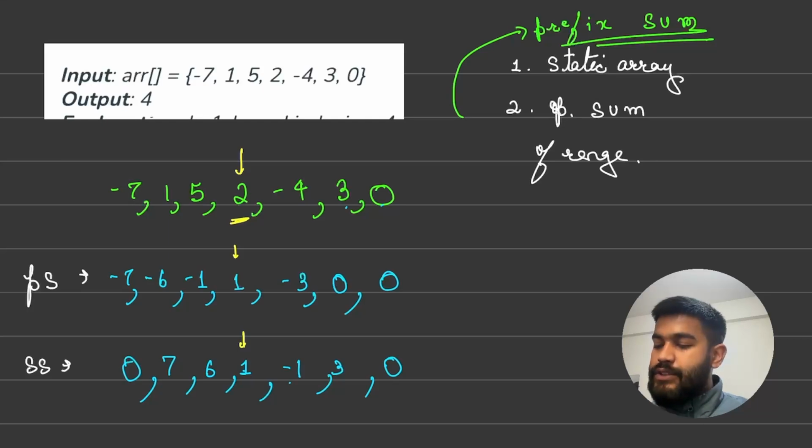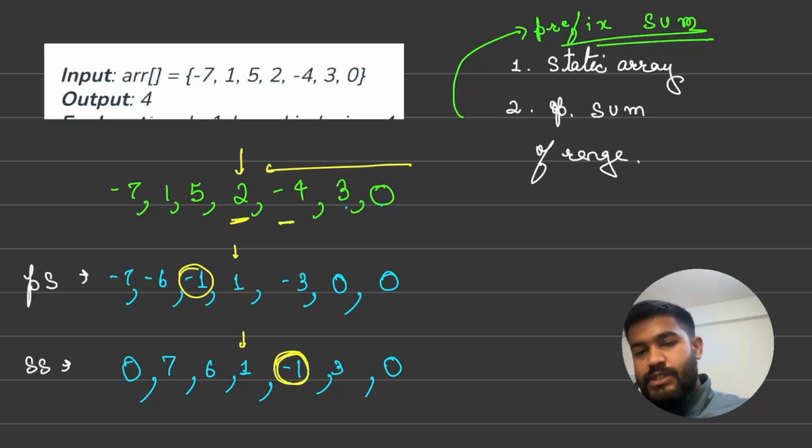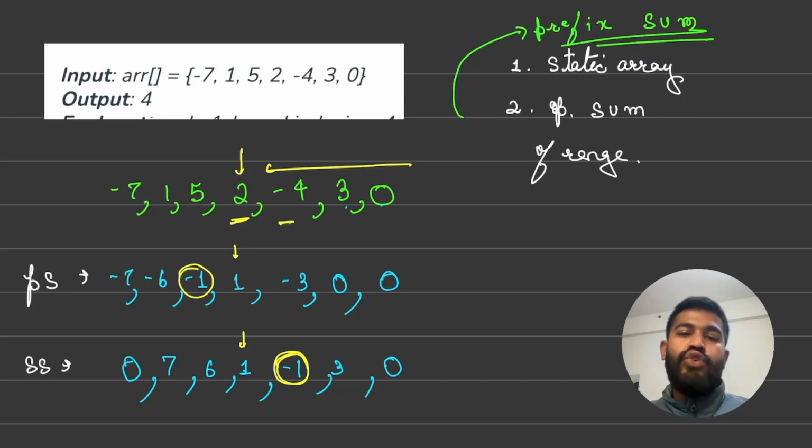This is the index. So the sum before that point is how much? Minus 1. And if I come from that side, the sum till this point was how much? Minus 1. So yes, indeed, minus 1 and minus 1 is true. So yes, we can use the prefix sum and suffix sum to find the result.